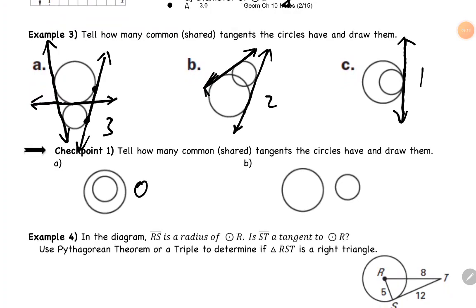Okay, check part 1. Tell me how many common shared tangents the circles have and draw them. So part A, we have 0. We have one circle inside the other. We can't draw a line that's tangent to both circles because it'll have to cross through one of the circles. So none.